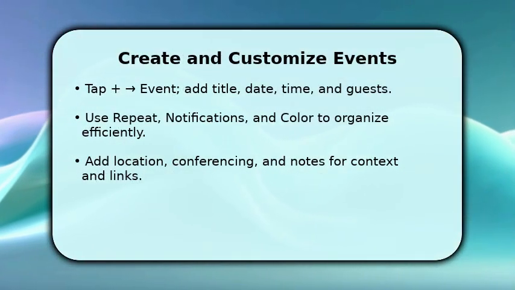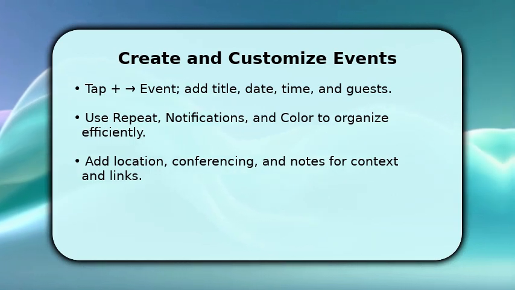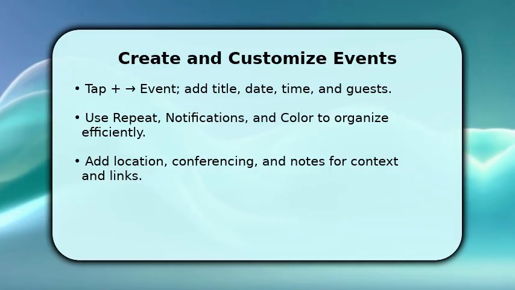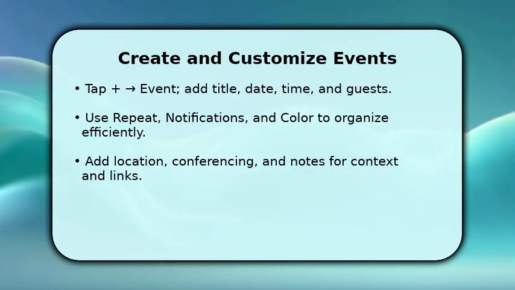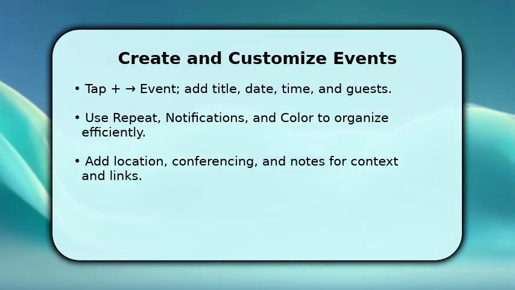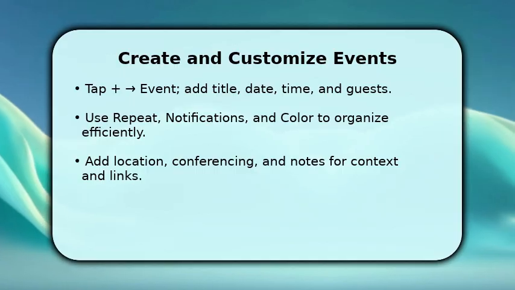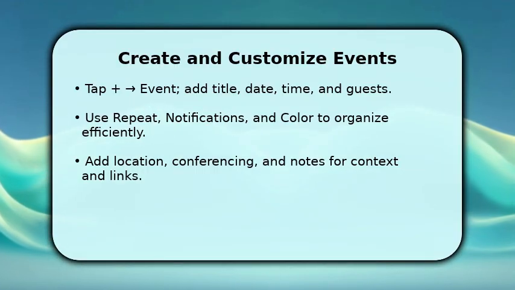Tap plus then event, enter a clear title, choose date and time, and add guests by email so they receive invites. Use repeat for recurring items, set custom notifications to avoid surprises, and apply a color to visually separate categories. If needed, add a location or Google Meet link and paste notes or attachments. This level of detail keeps your schedule actionable and ensures attendees have context and access to resources.